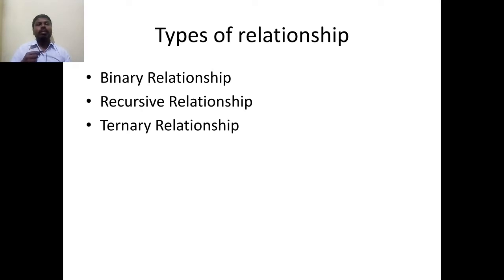In types of relationship, there are three types available in an ER diagram. First one, binary relationship. Second one, recursive relationship. Third one, ternary relationship. So totally how many relationships are available? Totally three types of relationship: binary, recursive, ternary. We will see one by one.